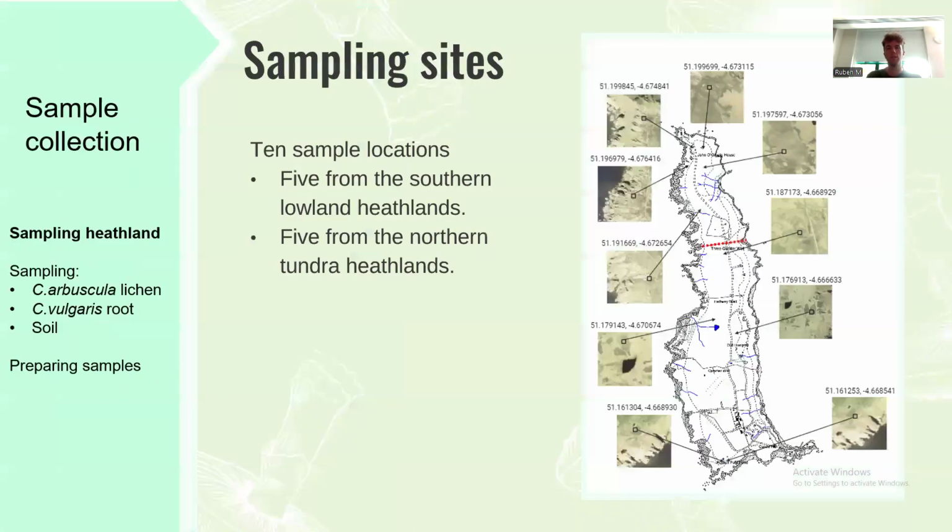Okay, so the sampling sites. I selected 5 sampling sites for lowland heathland and 5 sampling sites for tundra heathland. All the lowland heathlands come from south of the 3/4 wall of Lundy Island, and all the tundra heathlands come from north, which is signified by this red line on this graph.